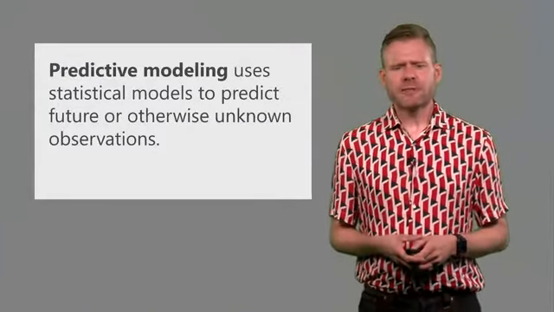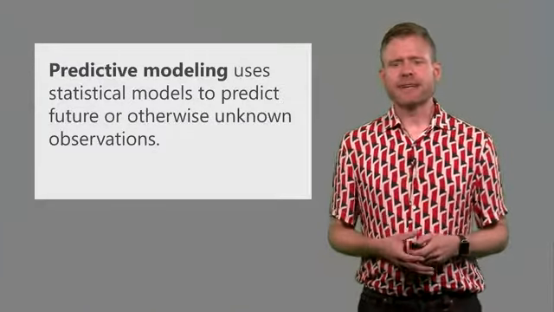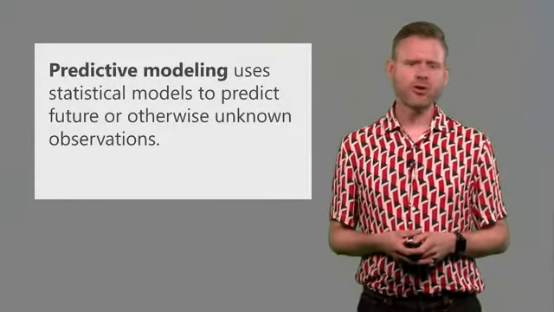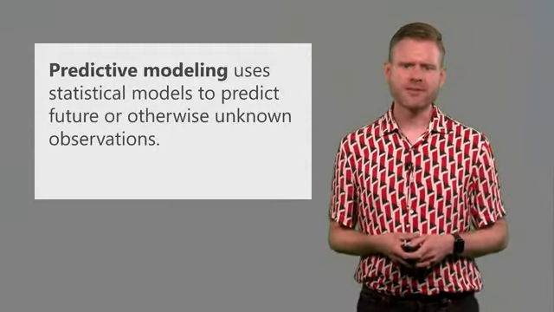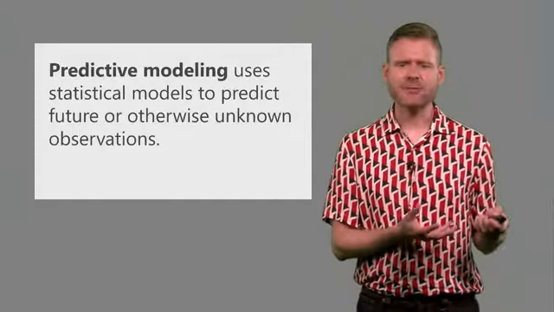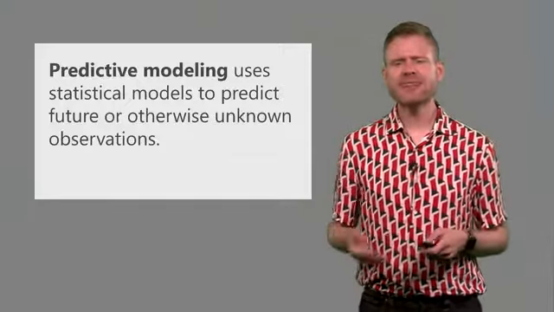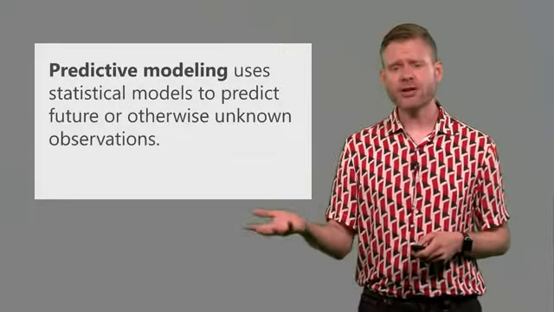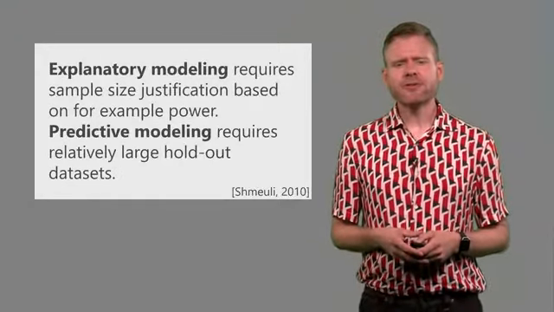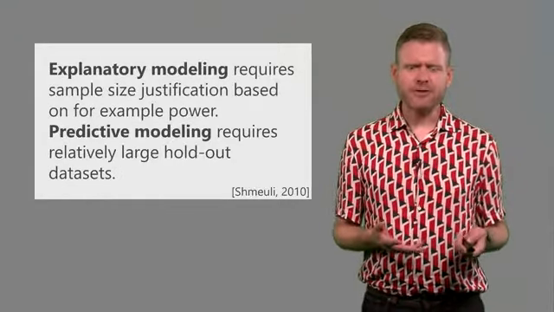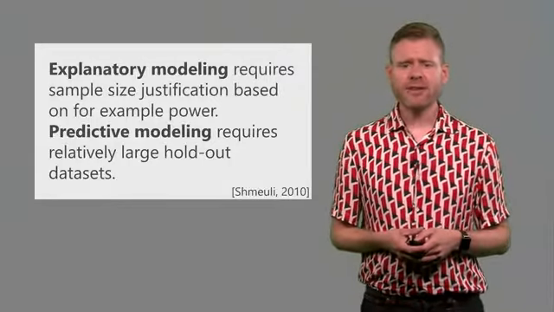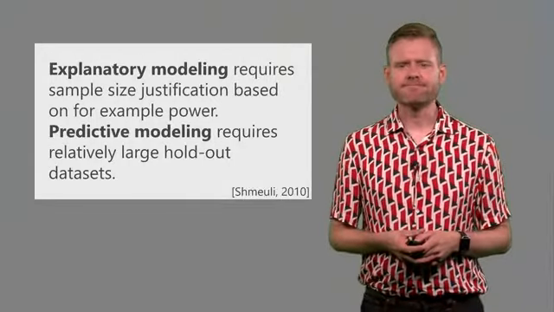An alternative to explanatory modeling is predictive modeling. Here the focus lies on trying to predict future or otherwise unknown observations. So we use statistical models, very often trained on some data that we already collected, to try to make predictions about what will happen in unseen datasets. There are some interesting differences between explanatory modeling, which is very common in social sciences, and predictive modeling, which is more common in other fields such as machine learning.